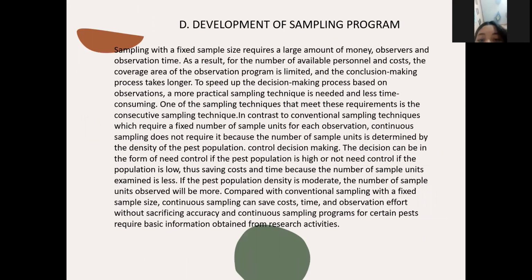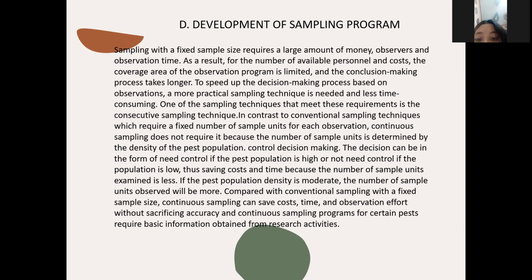And the next is development of sampling programs. Sampling with a fixed sample size requires a large amount of money, observers, and observation time. As a result, given the number of available personnel and cost, the coverage area of the observation program is limited, and the conclusion-making process takes longer. To speed up the decision-making process based on observation, a more practical and less time-consuming sampling technique is needed.